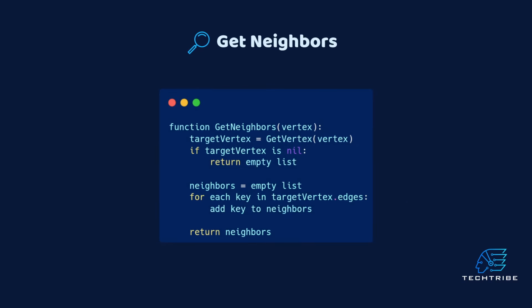It's not a hard function to do. So we first get the target vertex. If it's nil, we return an empty array, an empty list. We then get each key inside the target vertex edges, and we then return this list, all the values of the vertices that the vertex is connected to. Let's now implement that in Go and see how this will look.